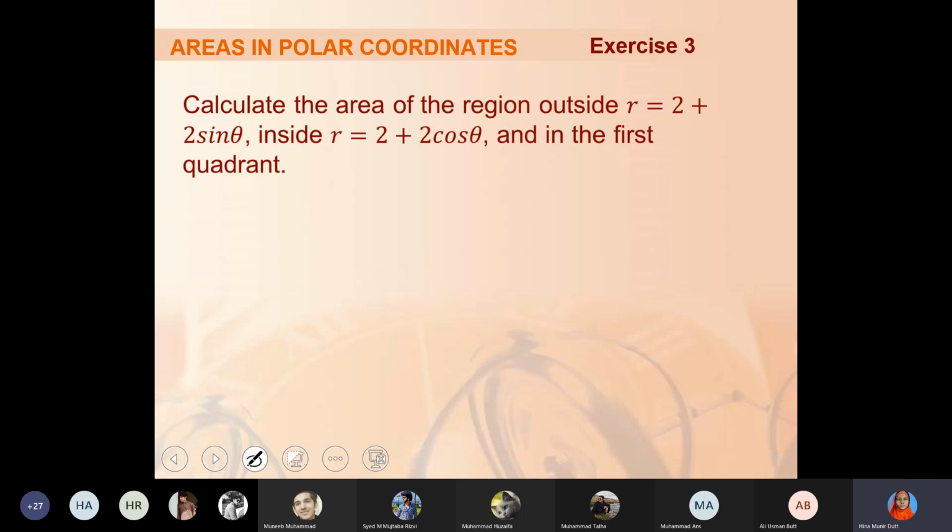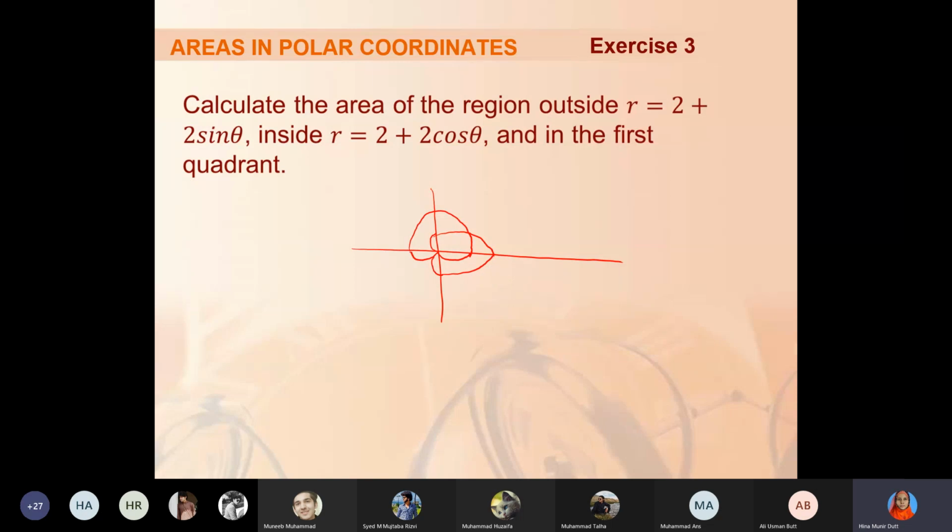What type of curves are represented by these? r is equal to 2 plus 2 sine theta. What type of curve is this? Cardioid. It's the cardioid which lies along the positive y-axis. And what about r is equal to 2 plus 2 cos theta? a is equal to b, so it is also a cardioid that lies along the polar axis, the x-axis. So its graph is like this shape.